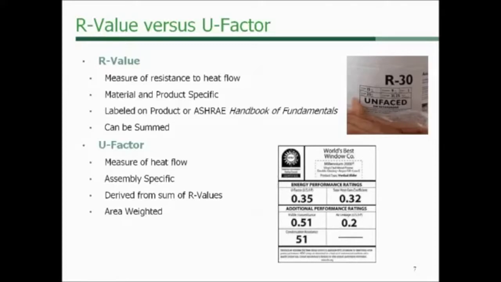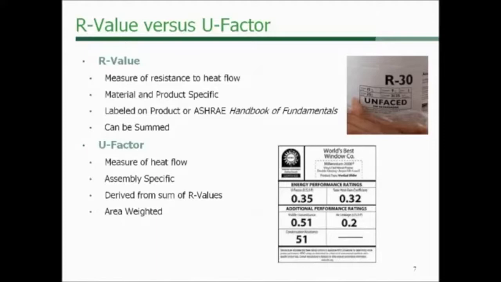U factor is kind of the inverse of the R value. It's a measure of the heat flow, so it's how much heat flows through it. And it's more assembly specific. So you might be used to seeing it on a window. A window will have a U factor of, for example, in this case, 0.35. Now that is for the assembly of the window. And they're also often used for assemblies of entire walls or floors or something like that.